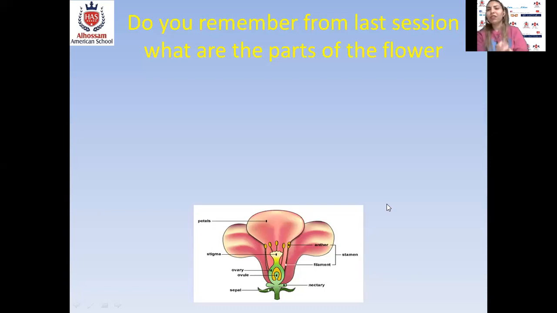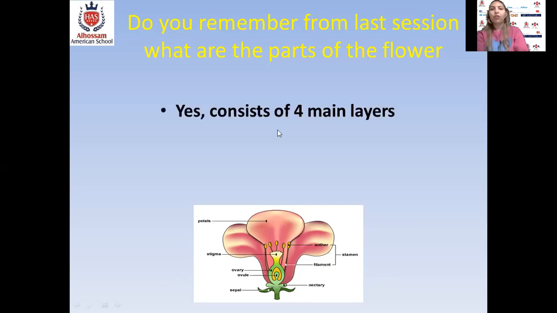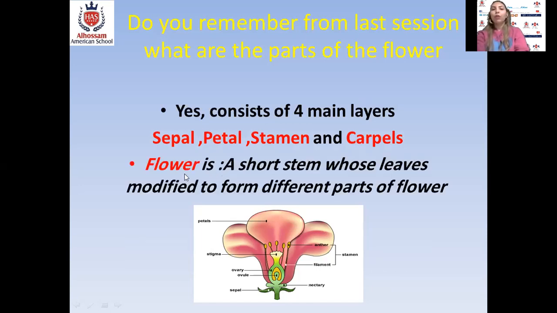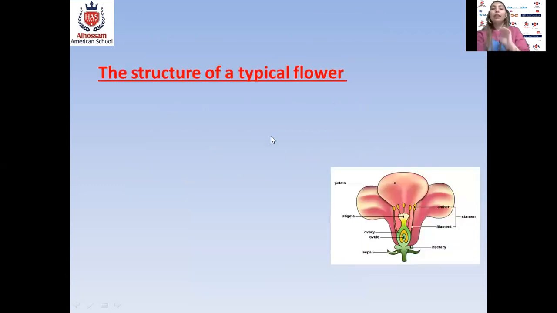We revised together because it was the first lesson. So let's complete the revision, and I'll hear your answers, okay? So it consists of 4 main layers: sepal, petal, stamen, and carpel. So what is the meaning of flower? Short stem with modified leaves. So each part of this flower was a leaf, but modified to make different parts of the flower. So this is the structure of a typical flower, which consists of 2 sex organs, male and female ones.